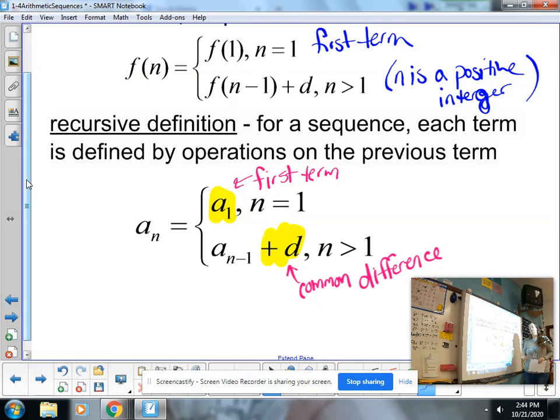If you are subtracting to get to the next term, it would be minus that number instead of plus. So if the common difference was -3, it'd be a sub n minus 1 minus 3. The two highlighted things are the only things that are going to change in this. You're always going to have whatever your first term is. You're always going to have the n equals 1. Then you have a sub n minus 1. Again, this stands for the previous term with your common difference, and that's for n is greater than 1.